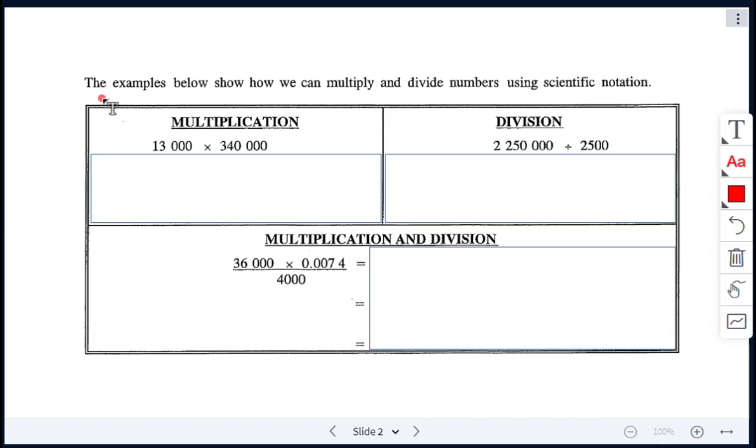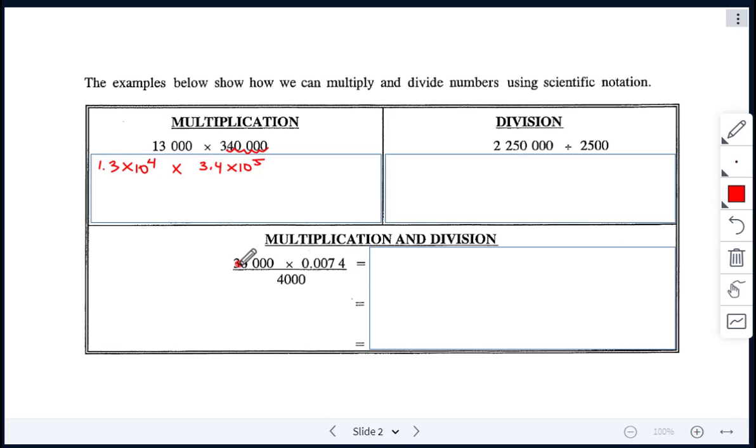So we have 13,000 multiplying by 340,000. Just to multiply this using scientific notation, the first thing we'll do is put these numbers into scientific notation. So we'll move our decimal place over 1, 2, 3, 4 to make that first number 1.3 times 10 to the power of 4. And then we have that being multiplied by the second number. So let's change that to scientific notation as well. 1, 2, 3, 4, 5. So that becomes 3.4 times 10 to the power of 5.